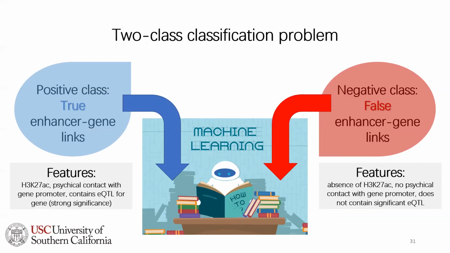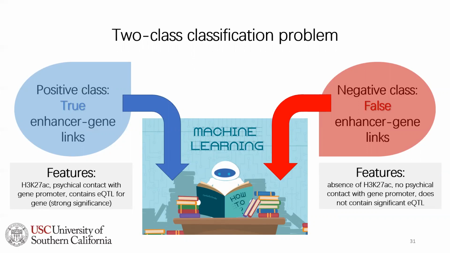The positive class is true links, and the negative class would be links that we know are not true. And if I can provide my algorithm many examples of true and not true enhancer gene links, it can learn how to predict which are most likely to be true given a new set of predicted enhancer gene links.